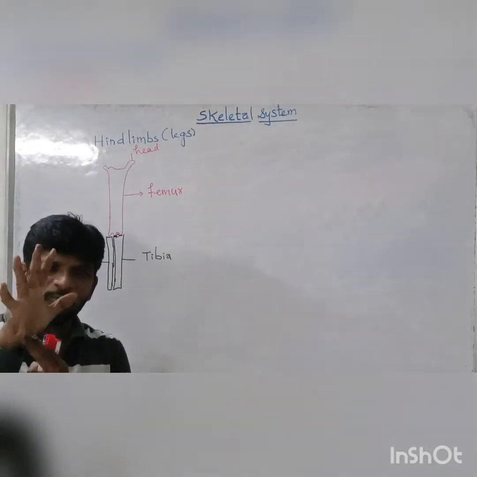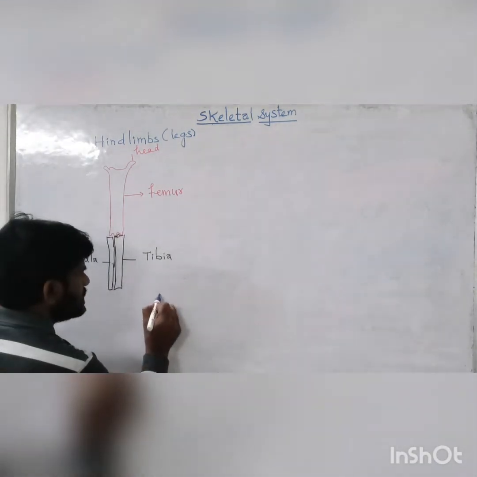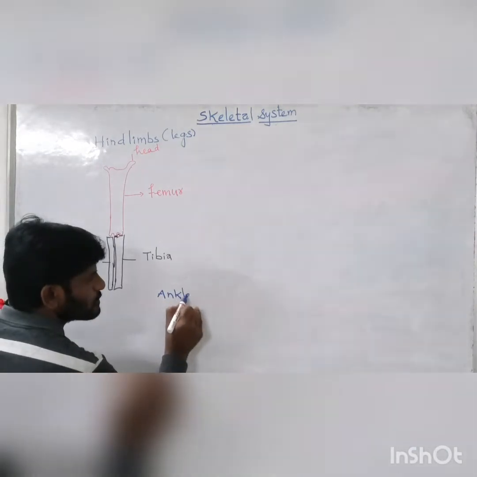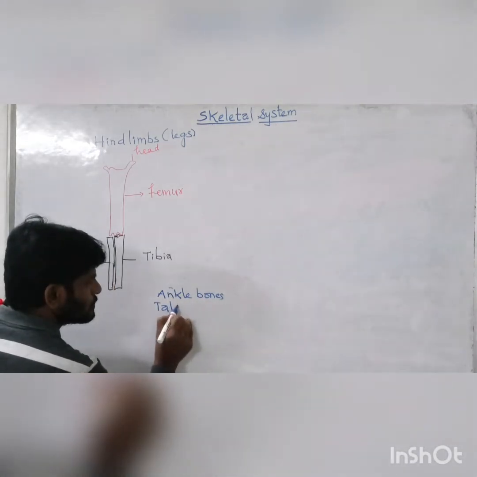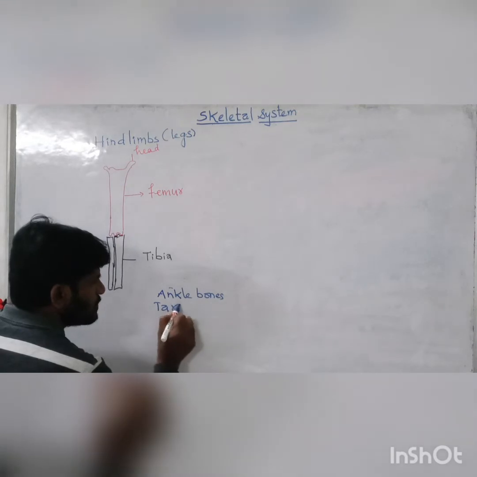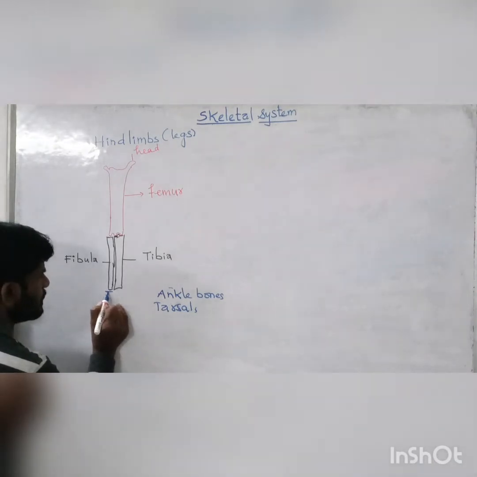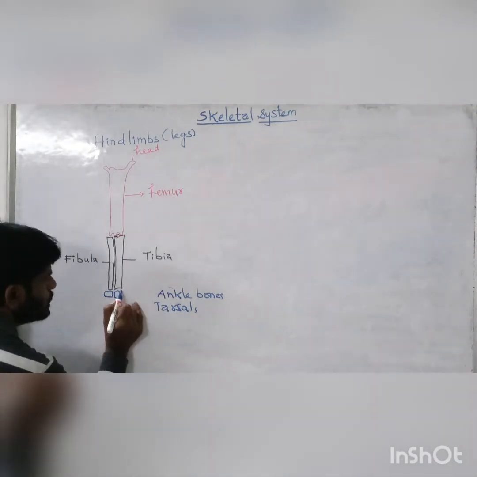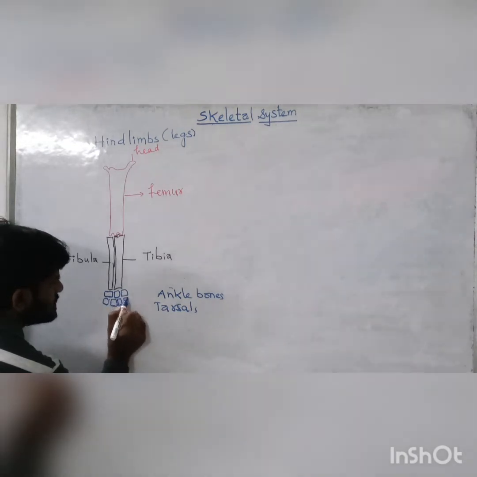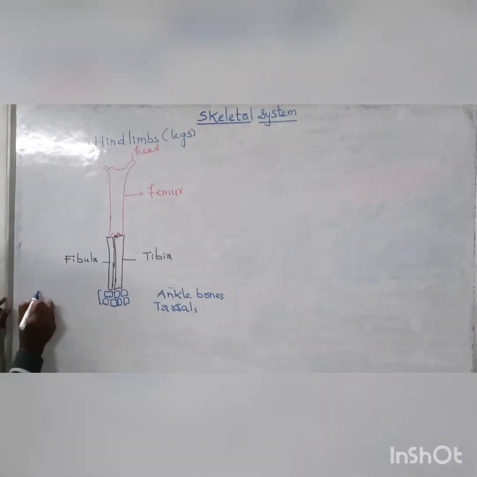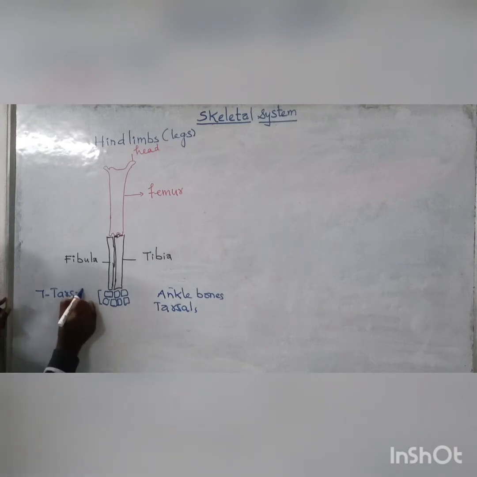Like the wrist bones in the hand, in the leg there are the ankle bones, also called tarsal bones. The number of tarsal bones is 7. 1, 2, 3, 4, 5, 6, 7. These are the 7 tarsals.